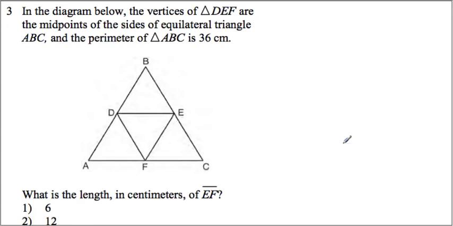Alright, let us look at number 3. So we have triangles, and then smaller triangles inside made by the midpoints of the bigger triangle. Now, the perimeter of the triangle ABC, the big one, is 36. Then what is the length of EF, which is our question mark right over here? The fact that the perimeter is 36 means each line segment must be 12. Since these are the midpoints, this one must also be equal. This one must be equal to 6.